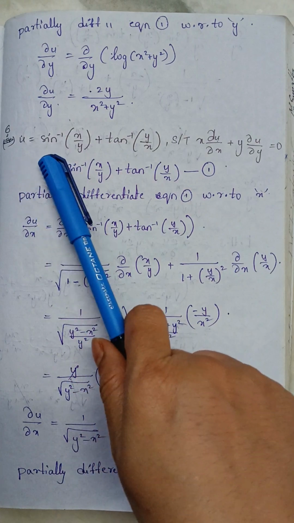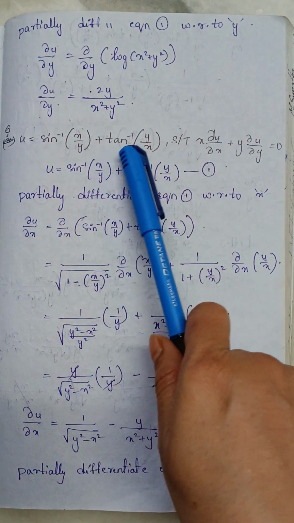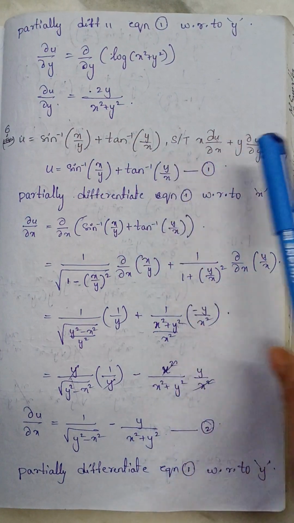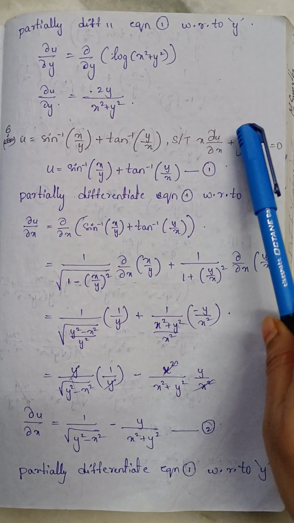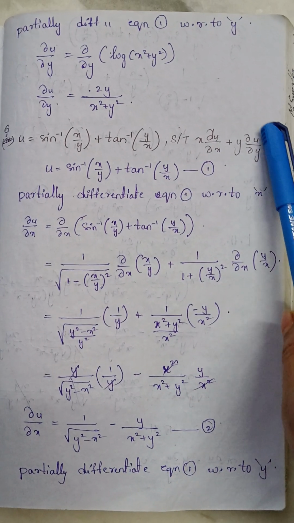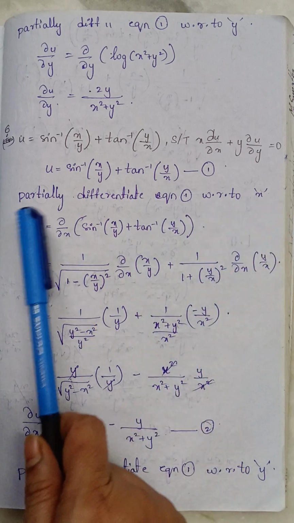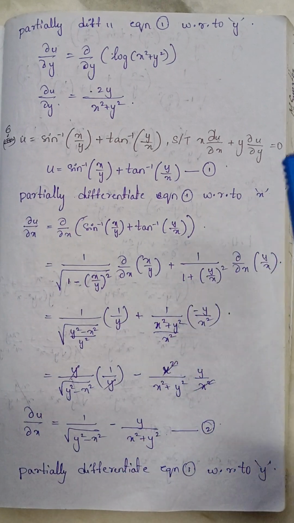See this, u is given as tan inverse of x by y plus sin inverse of x by y plus tan inverse of y by x. Then show that this condition holds. For this, we only need to find the first order partial derivatives. So partially differentiate equation 1 with respect to x, means dou by dou x of this one, right?